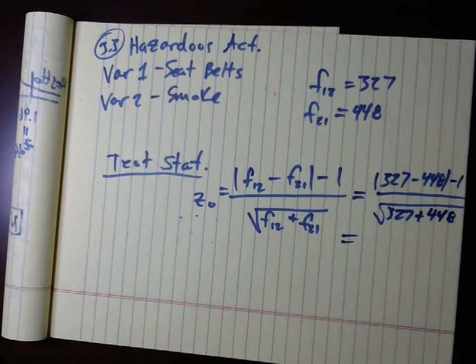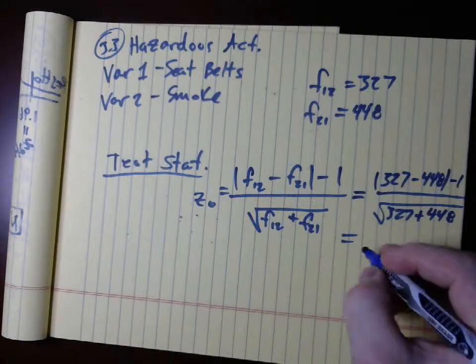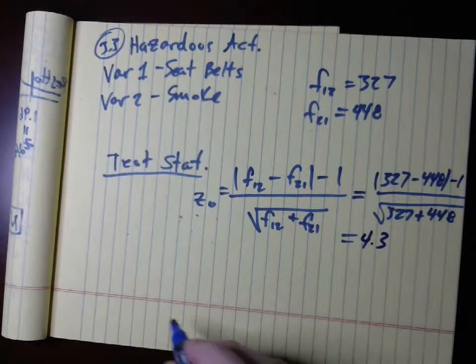And the sad thing I know about this is that there's nothing on your calculator to do a 2-prop test. You have to do this by hand. But the good thing is it's not that complicated. So we have 120 divided by the square root of 327 plus 448. So I got 4.3. There's our test statistic.